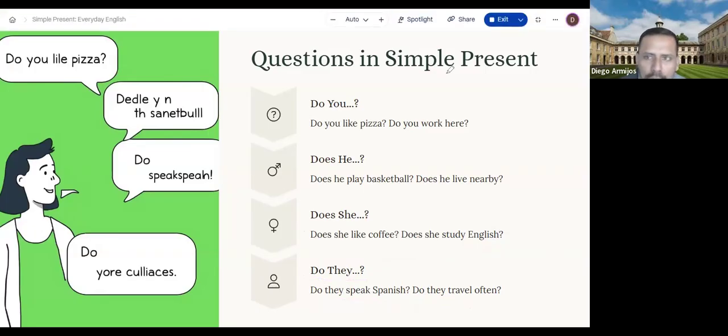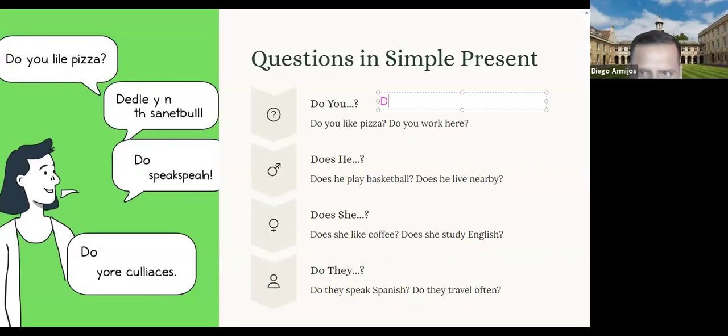Okay. I'm going to give you the structure. For example, we have two auxiliaries, do or does. ¿Qué más viene? Después de eso viene el subject, que sería I, you, he, she, we, you, they, whatever, plus the verb, el verbo, ¿verdad? Y plus the complement. And finally, we can put the question mark.